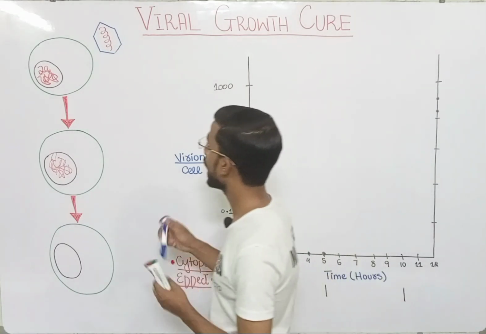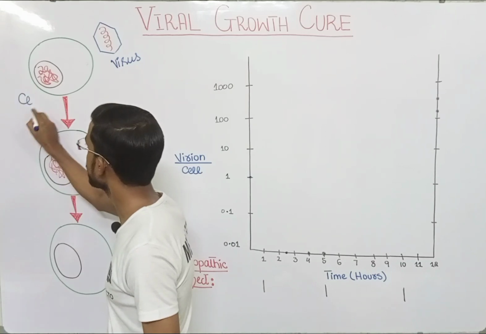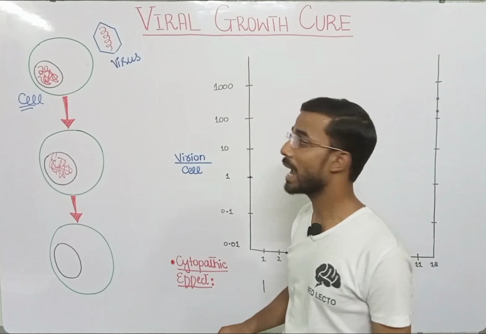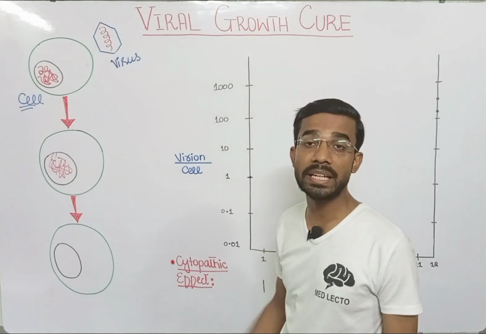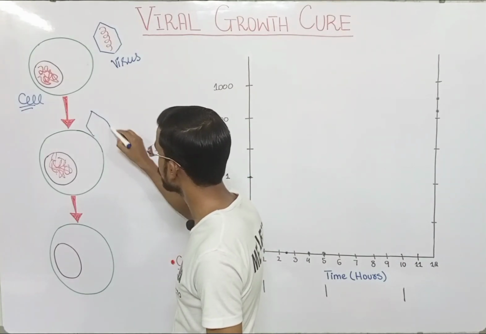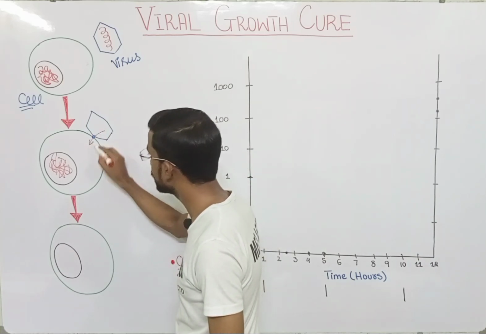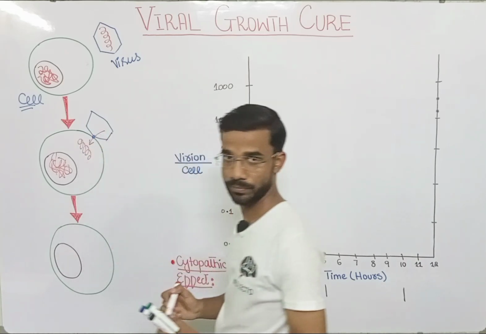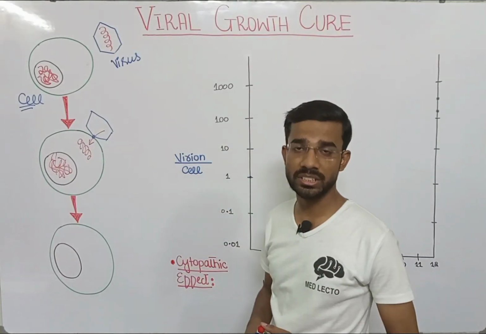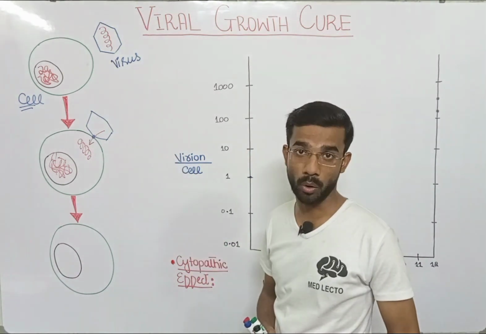If you see here, this is the virus, and this is the cell. First of all, the virus will attach to the cell and penetrate its genetic material into the cell. The virus attaches to the cell, and after that it inserts its genetic material into the cell. No doubt it inserts only the genetic material, but in some situations the virus can enter the cell as a whole.